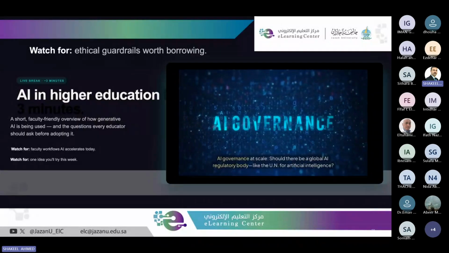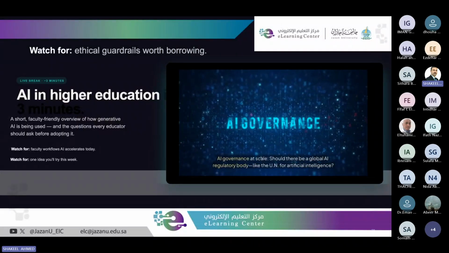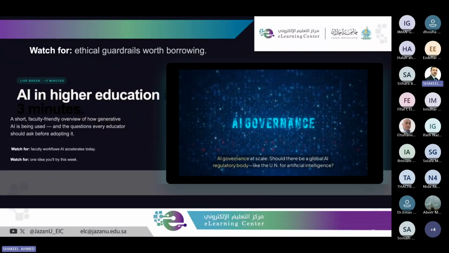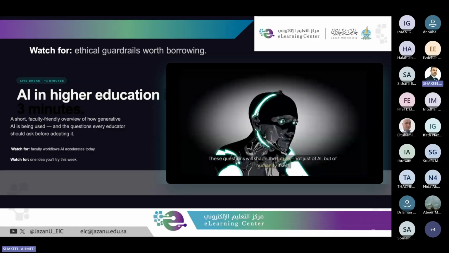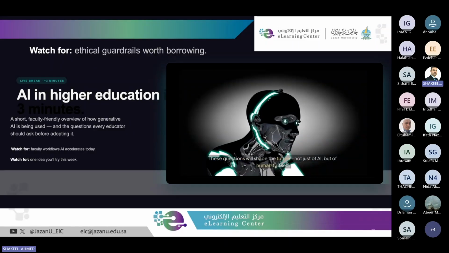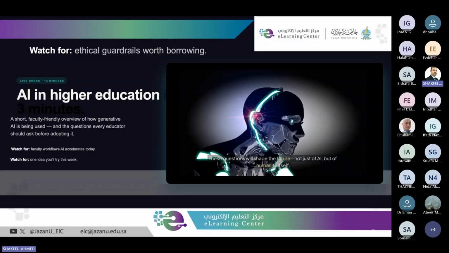AI governance at scale. Should there be a global AI regulatory body, like the UN for artificial intelligence? These questions will shape the future, not just of AI, but of humanity itself.